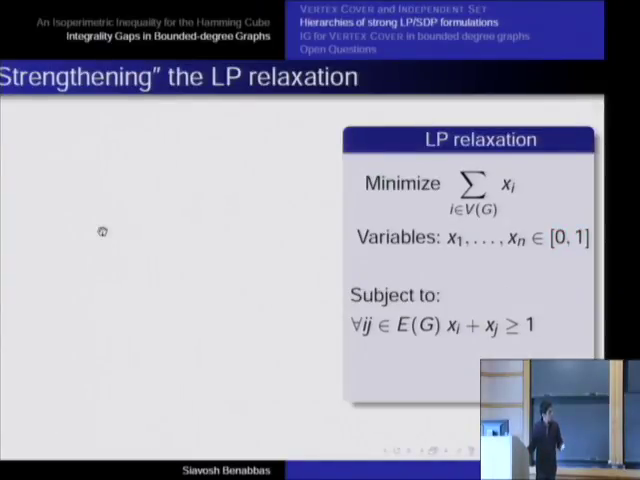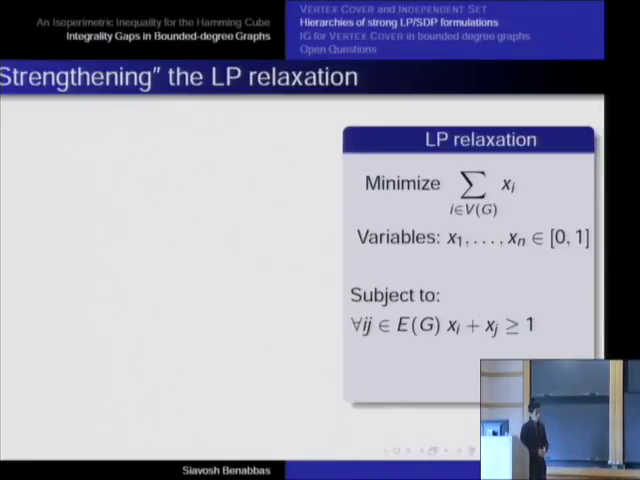So what you can do, and what these hierarchies come from, is you can start with this relaxation, which you know is not a very good relaxation. And you can think, okay, how can I make it a stronger relaxation? How can I add more constraints to it to make it better?